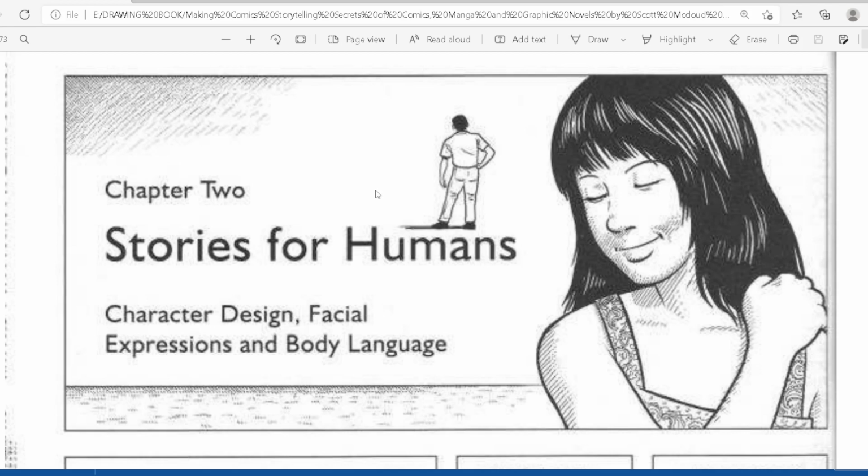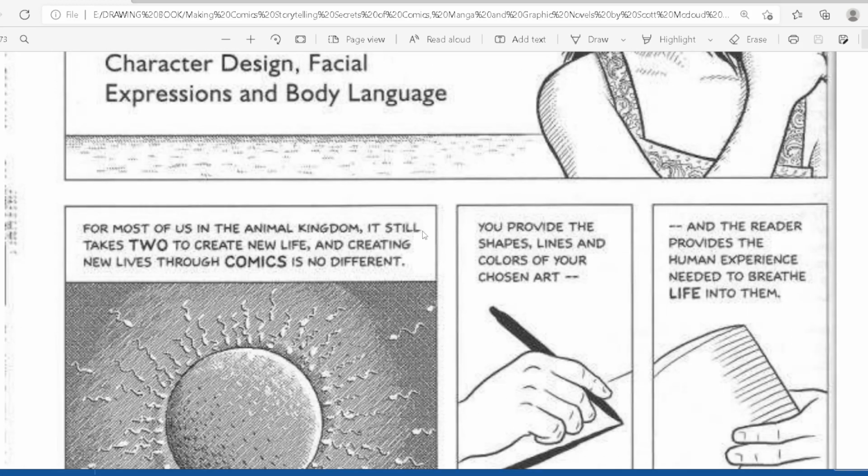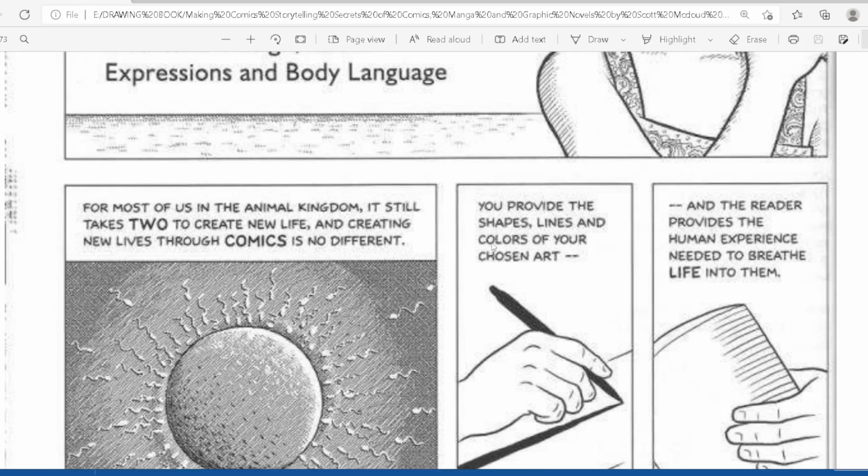And I'm excited with this because in this chapter, we're gonna learn about character designing, facial expressions, and body language. And it will help you when you make a comic. Definitely it's necessary. You should have ideas about character designing, facial expression, and body language, right? So yeah, let's get started without any further ado.